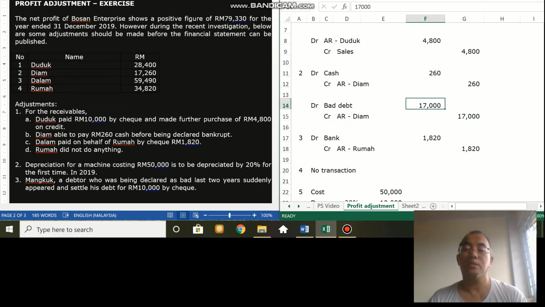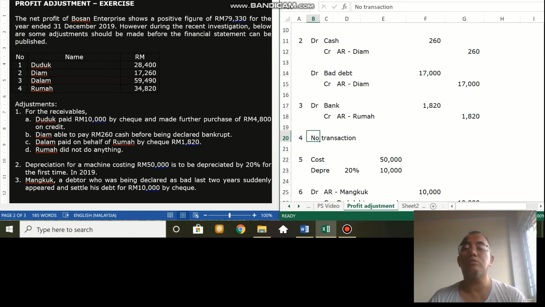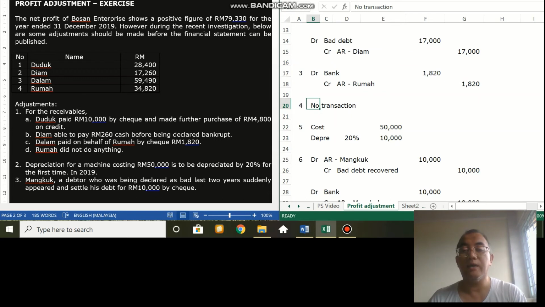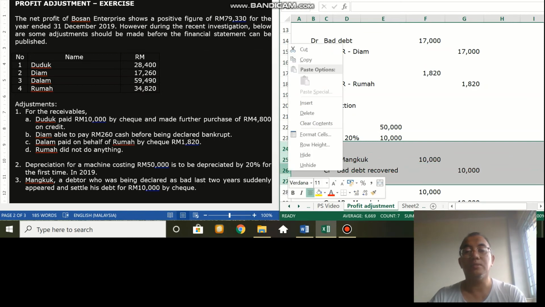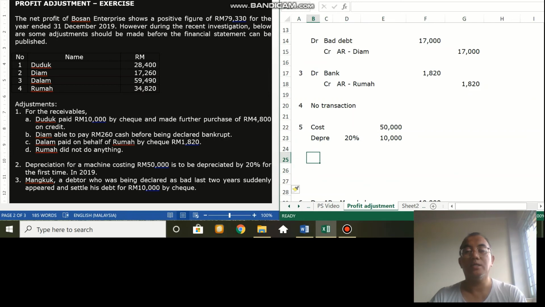Proceed to other transactions. This is debit bank. Of course, this is statement of financial position. This is also statement of financial position. Number 4, no transaction. Don't worry about that. And number 5, we have depreciation. Oh, we forgot to do the journal entries for the depreciation. Okay, let me insert. So debit depreciation and credit accumulated depreciation. How much is your depreciation? 10,000.